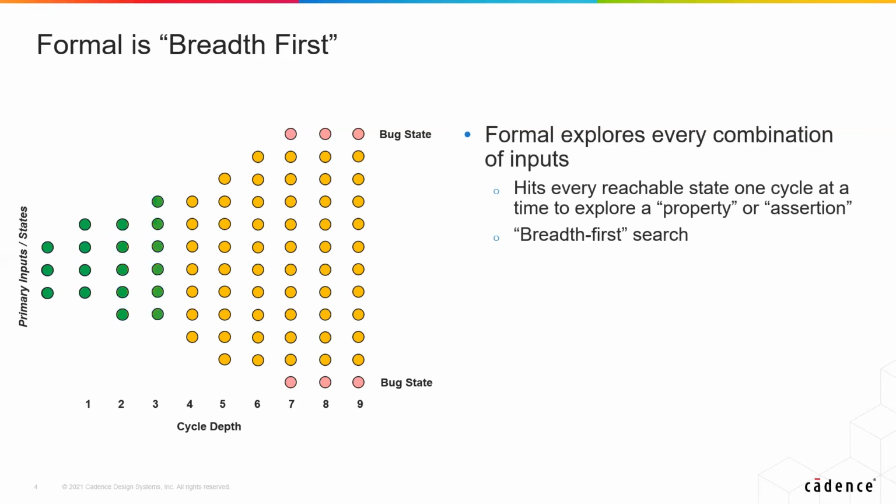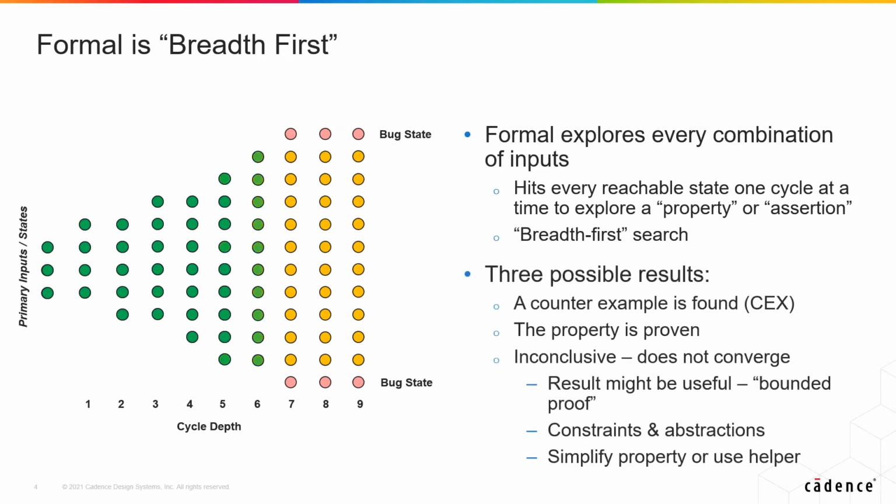Formal will explore every combination of inputs one cycle at a time, while exploring a property or assertion, very much a breadth first search. And as it's exploring these properties, there are really three possible outcomes. Either a counterexample is found, and that's a potential bug. The property may be fully proven, or there may be a result in between where the property is inconclusive, it does not converge. That might be a useful result, depends how many cycles it gets into the state space. It could be a so-called useful bounded proof.